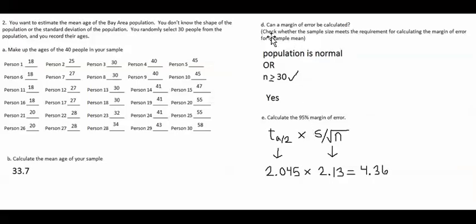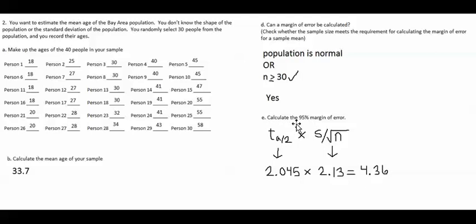Now we'll move on to part D. Part D says, can a margin of error be calculated? We're calculating the mean of a sample in this question, so we're going to follow the same rule. Either the population has to be normal, or the sample size has to be 30 or larger. Once again, we don't know the shape of the population, so this doesn't check off, but the sample size is 30 or larger, because it's 30, so this checks off, and the answer is yes.